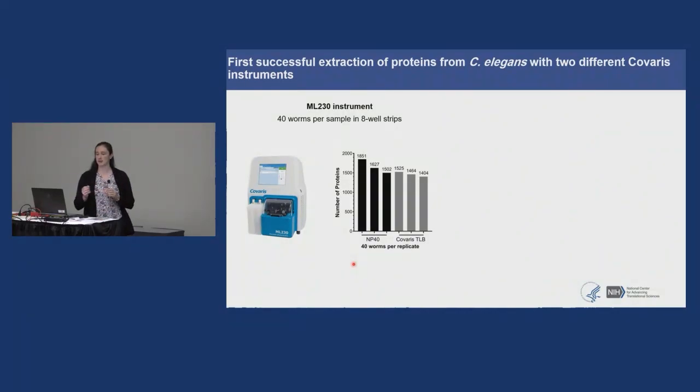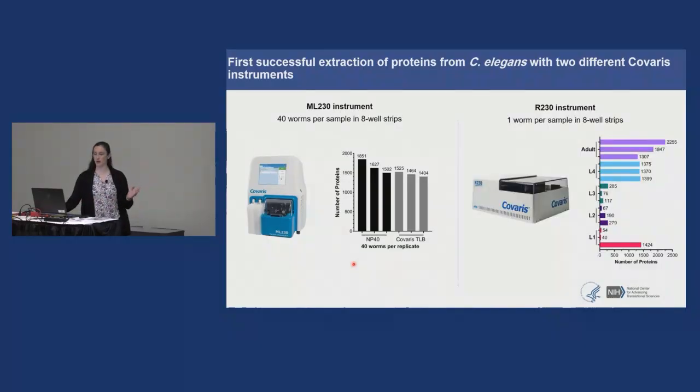In these 8-well strips, we had 40 worms per sample, and we were able to identify about 1,500 proteins per sample. So this is very exciting, and what normally would have taken hundreds to thousands of worms, we were able to do with 40-worm samples. We then moved to using the R230 instrument, which I mentioned is capable of doing 8-well strips, 96-well plate, and 384-well plate.